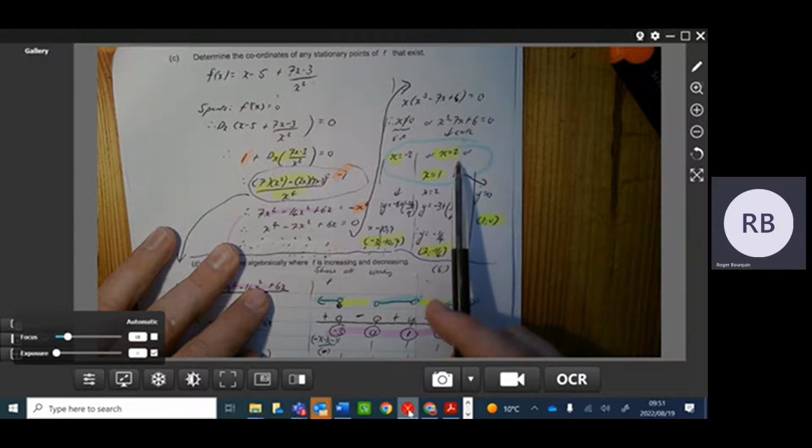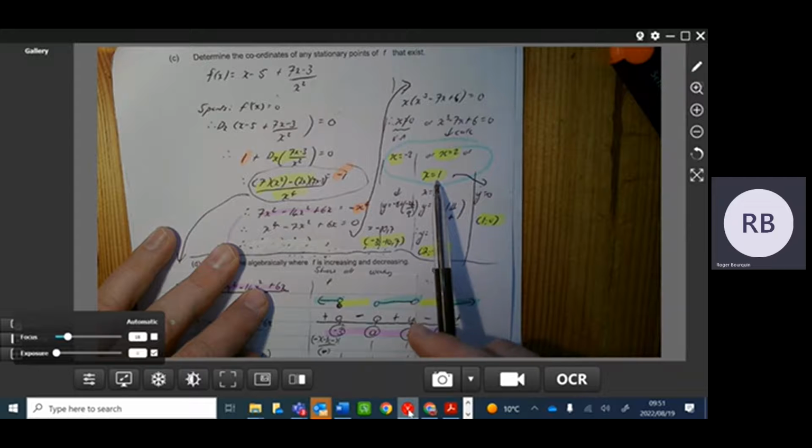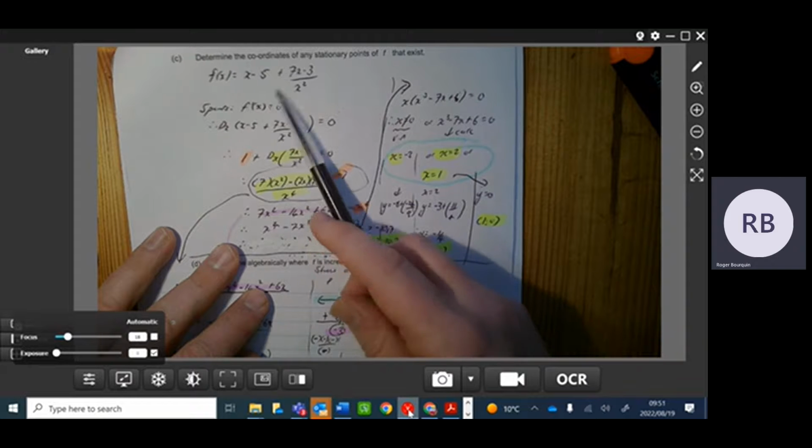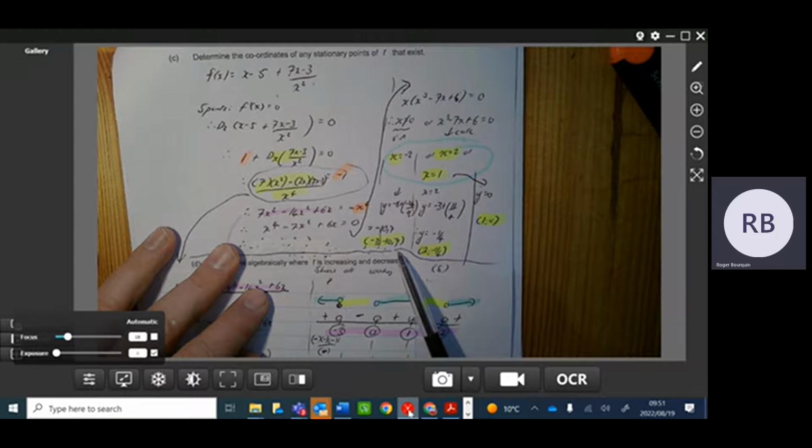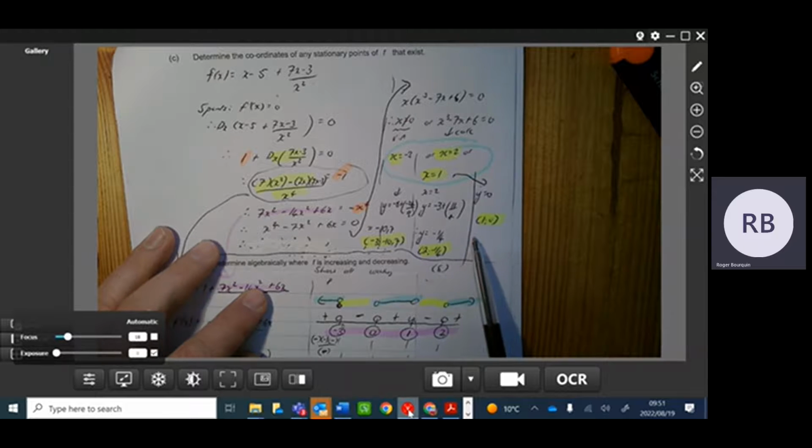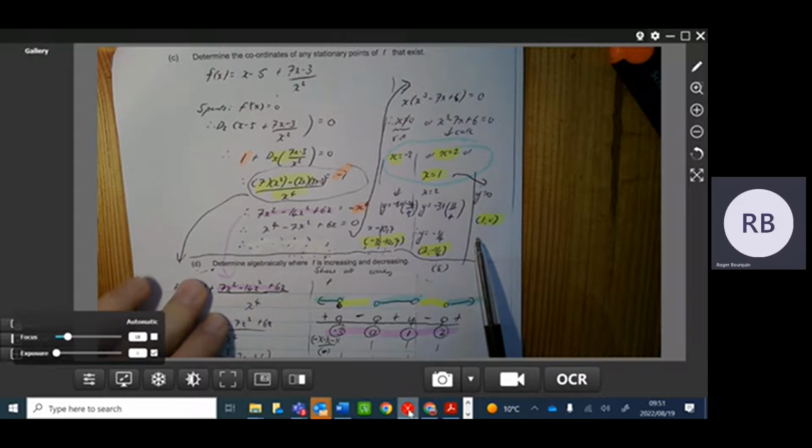To do that, I'm just going to use my calculator. Okay, and I've got it in equation mode. x is negative 3, x is 2, x is 1. When x is negative 3, if we sub back into that equation, we get a y value which is equal to negative 10.7. And if x is equal to 2, we get a y value of negative 14. When x is 1, y is equal to 0. So there are my 3 stationary points.